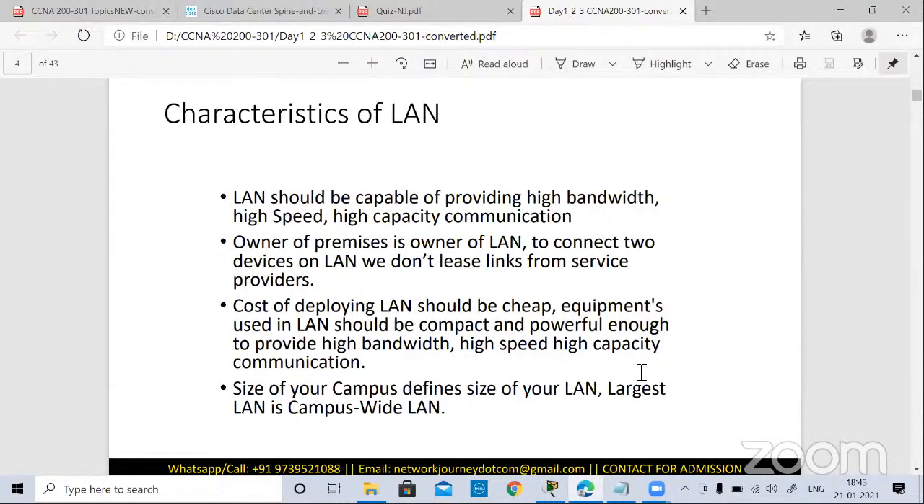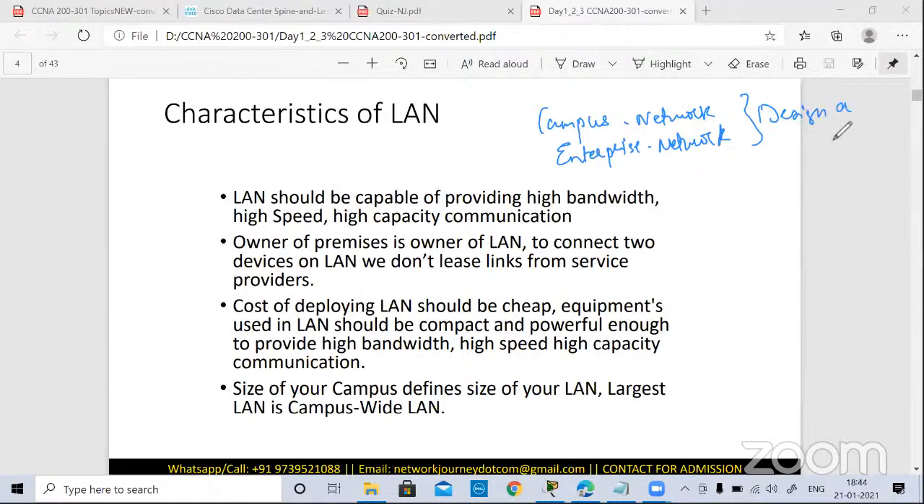And a very important thing we require is that when we deploy the LAN, the cost of deployment should be very cheap, the equipment should be very compact and powerful enough to provide you high bandwidth, high speed and high capacity. And the maximum size can be defined as the size of your campus, which is your campus-wide LAN. So more or less we say that we are designing a campus network. Most of the time when we say that a campus network or an enterprise network has to be designed, basically we are trying to design a LAN only.